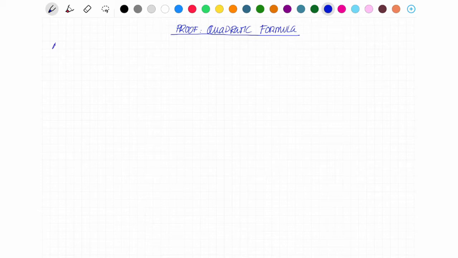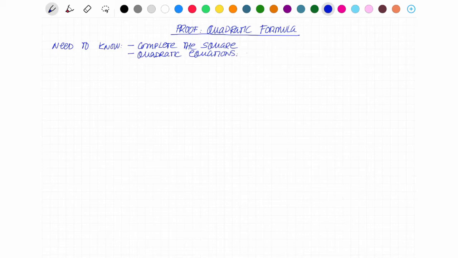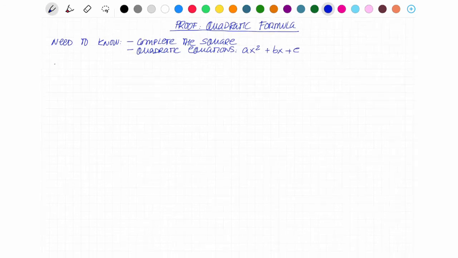Now, before starting, there are a couple of things that I need to know to make this work. First is to complete the square, and then how to recognize quadratic equations, which, remember, are those that have a quadratic term, a square somewhere, and they look like ax squared plus bx plus c.